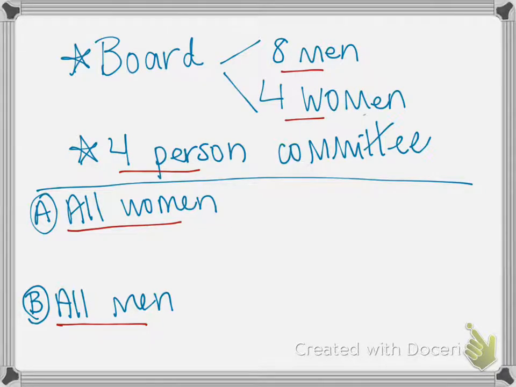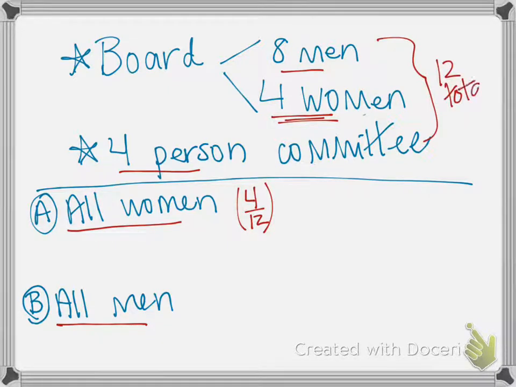So let's start with all women. For my first event, the first person randomly selected, the likelihood that it will be a woman is 4 out of 12. Where does this come from? Well, because there's, again, 4 possible women to randomly select from out of our total board, which is comprised of 12 people. So there's a 4 in 12 chance that the first person selected would be a woman. Well, what about the probability for the selection of the second member of my committee?